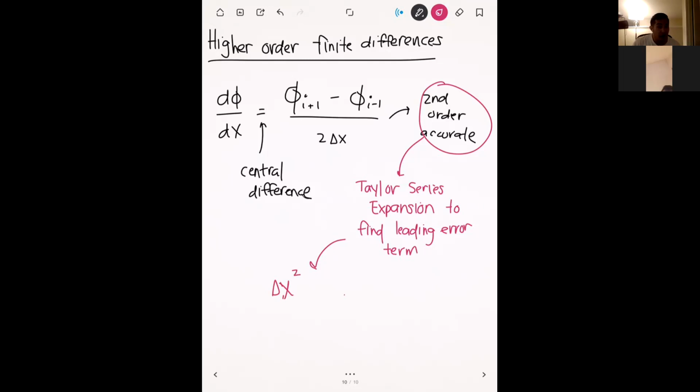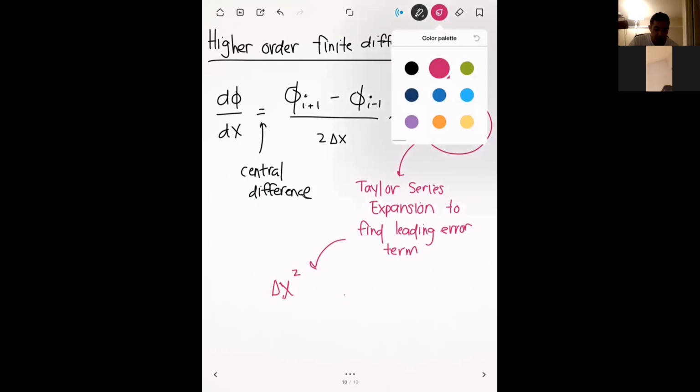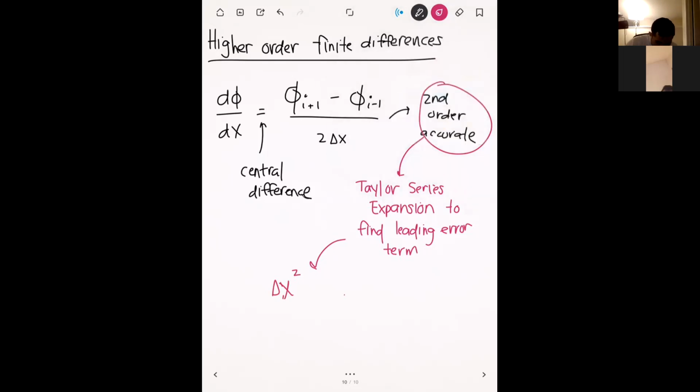The fact that our leading error term was delta x squared means that we have a second order accurate scheme here. But the part that often gets neglected is what it is multiplied by. Remember, it wasn't just delta x squared, it was also multiplied by d squared phi dx squared. So it's not just the delta x squared, it's this entire thing together. This right here is our leading error term.